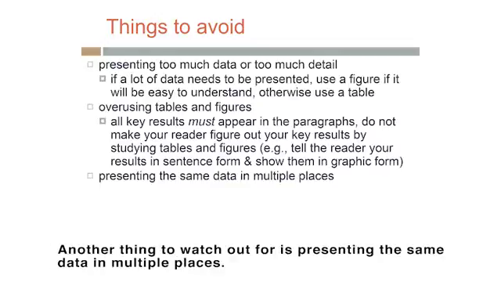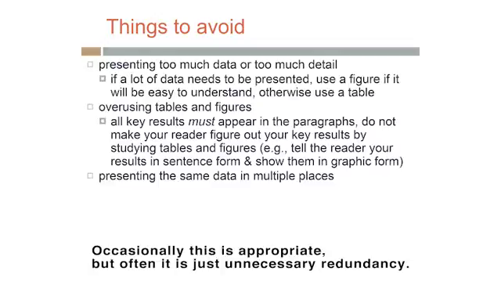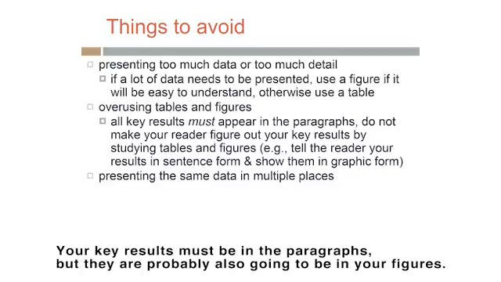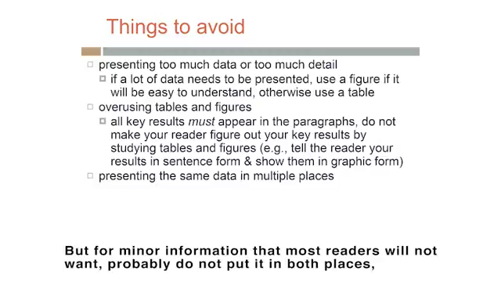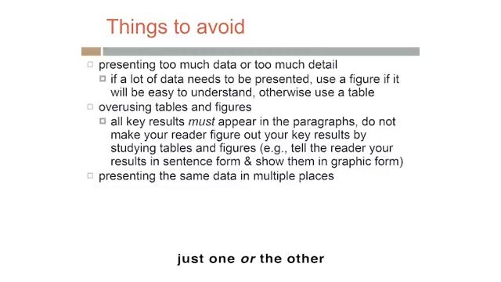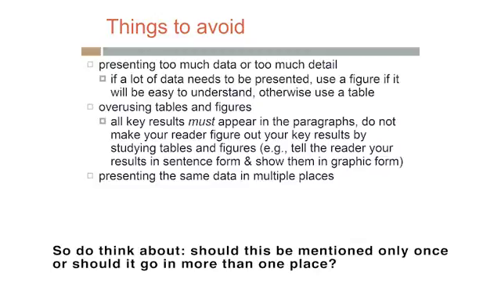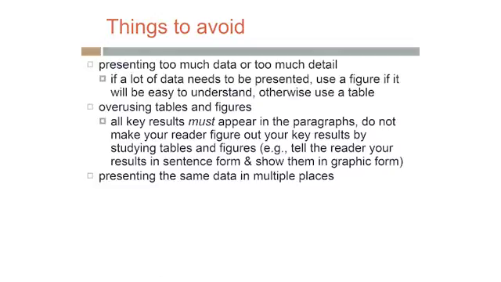Another thing to watch out for is presenting the same data in multiple places. Occasionally, this is appropriate, but occasionally it's just unnecessary redundancy. So your key results must be in the paragraphs, but they're probably also going to be in your figures. That's okay. But for minor information that most readers will not want, probably you don't put it in both places, just one or the other. So do think about, should this be mentioned only once, or should it go in more than one place?